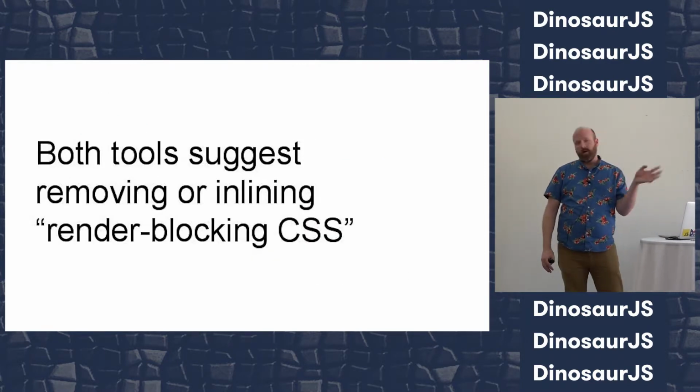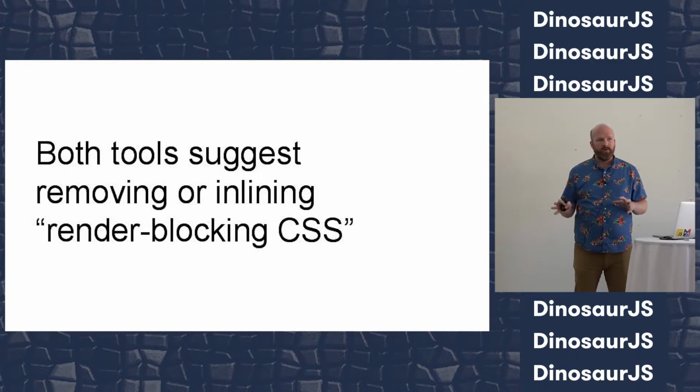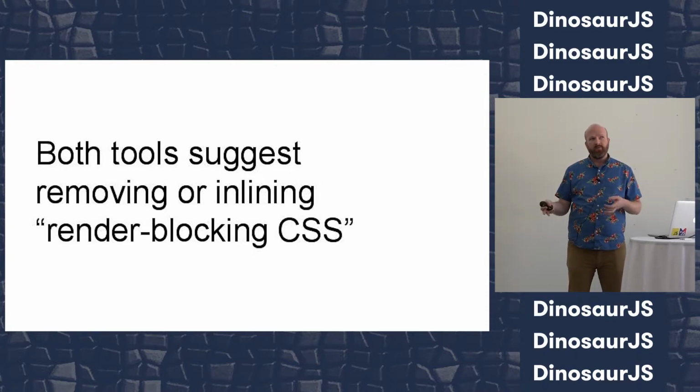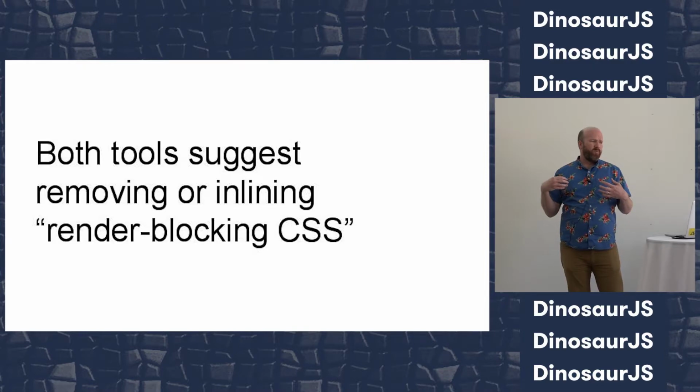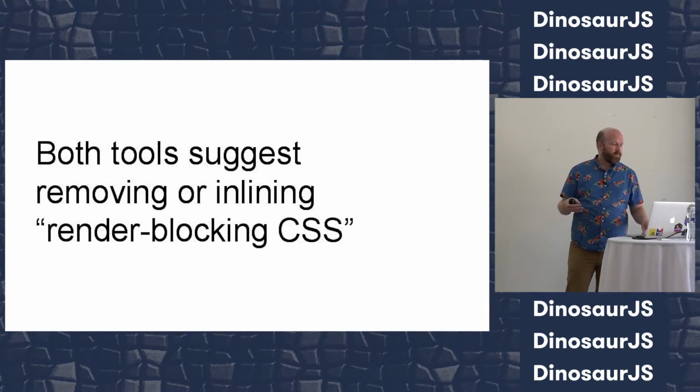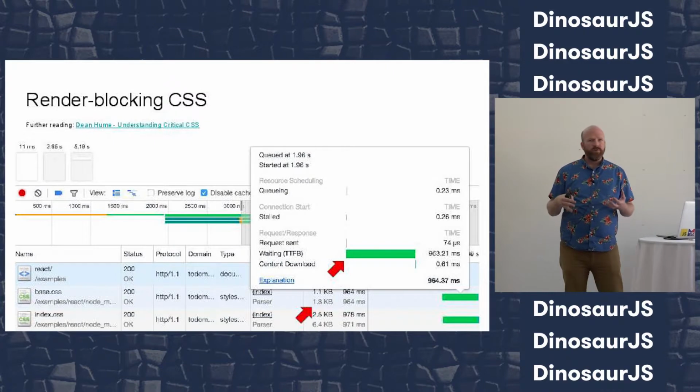So both tools report a bunch of things that we could do, but they also both report this idea of removing or inlining render blocking CSS. And so I picked that as a good example to do a performance experiment on. So now we've identified what we're going to try and optimize. So what is render blocking CSS?